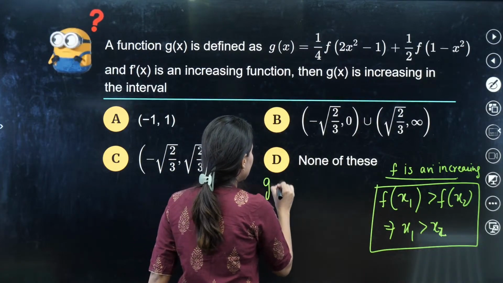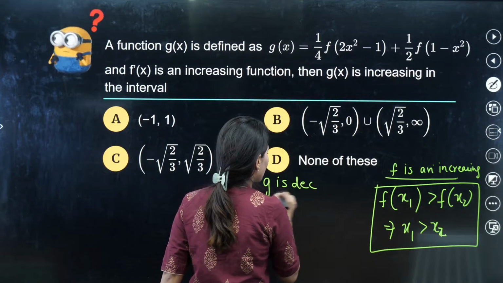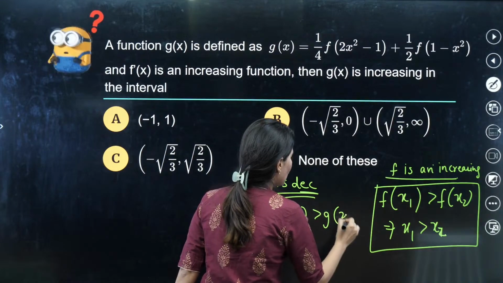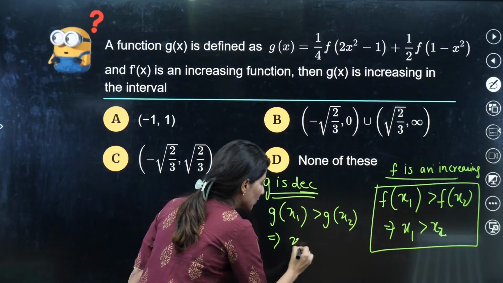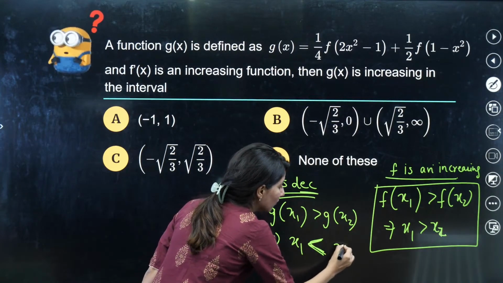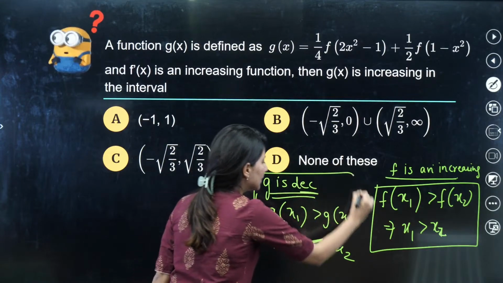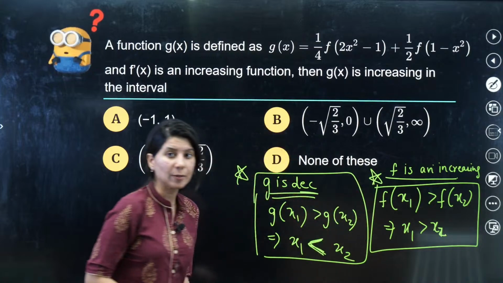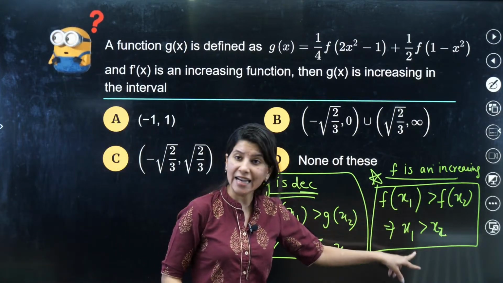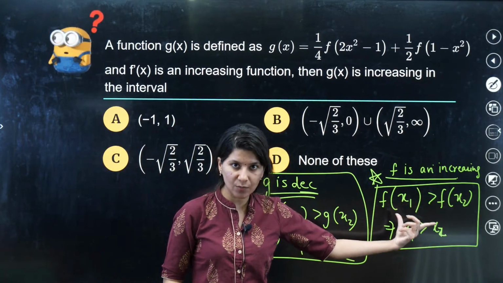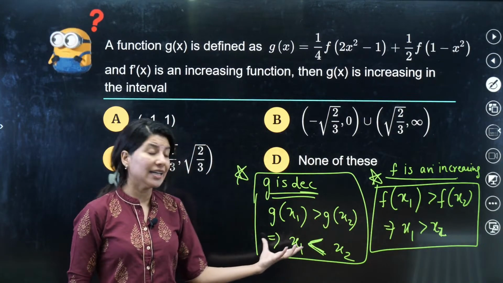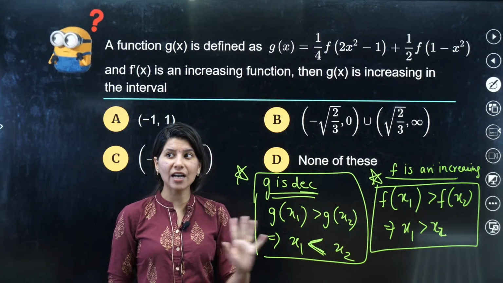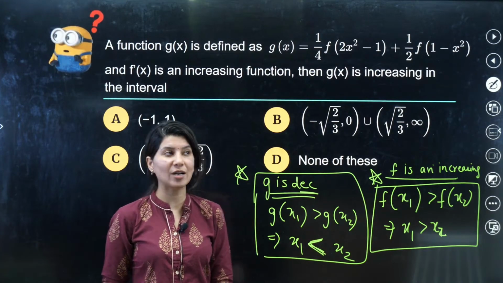If my g is a decreasing function, suppose, then g of x1 greater than g of x2, what does that mean? This implies my x1 will be less. Now the sign will be changed. So these are the two very important concepts you must be aware of. In an increasing function, the sign does not change while we remove the function, but in a decreasing function, the sign will get reversed. Do you know about it? Tell me in the chat box.